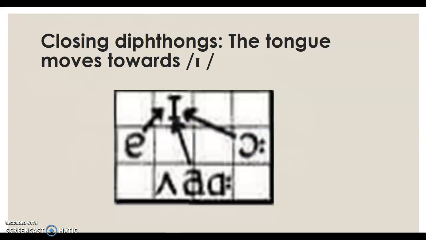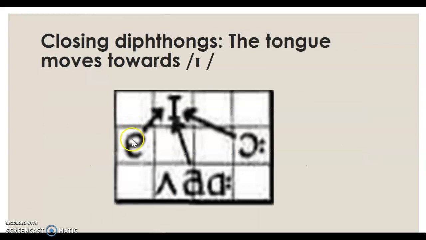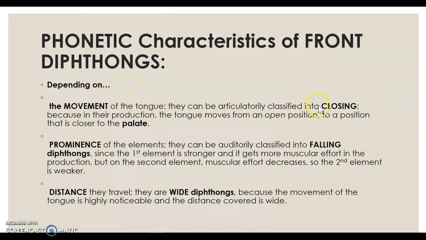To describe these diphthongs, we are going to describe the phonetic characteristics. Like, for example, the movement of the tongue. As we saw some minutes ago, all these sounds move towards a closing position, a position close to the palate. So we say that these are closing diphthongs because they move to a position closer to the palate.